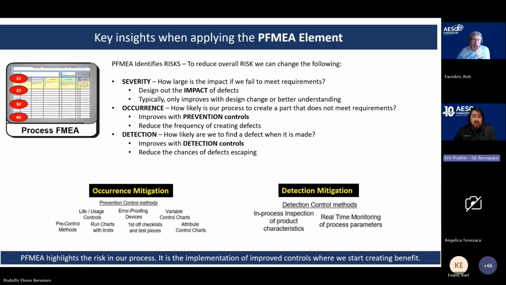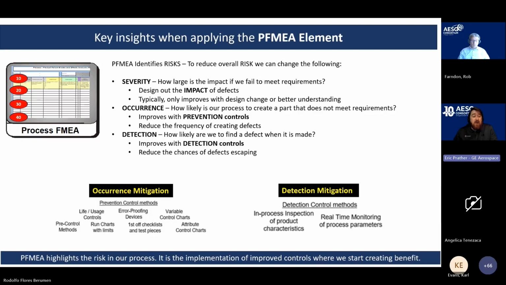And then for detection: how likely are we to find a defect when it's made? So this one's easy. It goes along with our detection controls in the PFMEA. And this is the chance that it gets past you. So if it's made, how likely are we to catch it? And all of these really need to be viewed independently of each other, right? We want to look at them independently so that we can put in the right controls. So down on the bottom left, we have some prevention control methods.